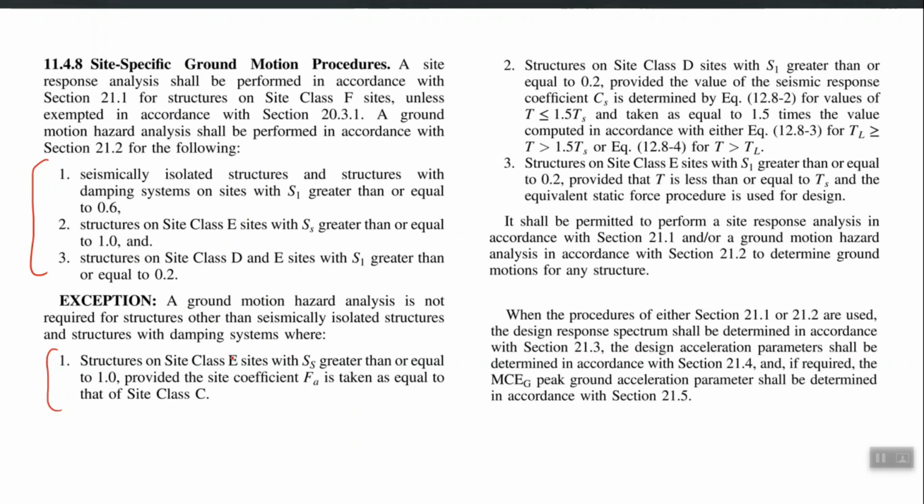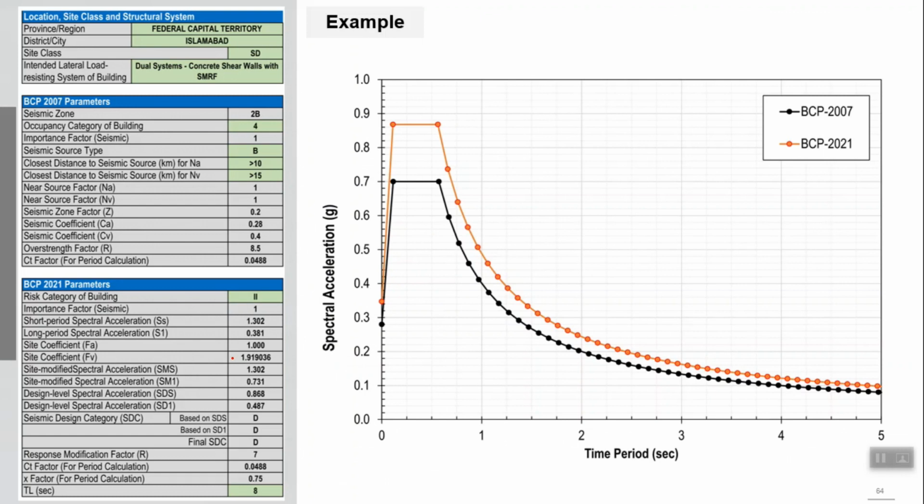use code expression. So this is another example where I use 2 different codes to plot the response spectrum of the same site. So the black line corresponds to BCP 2007, orange line corresponds to BCP 2021. So I kept the occupancy category and risk category comparable so that I can plot them on the same graph.